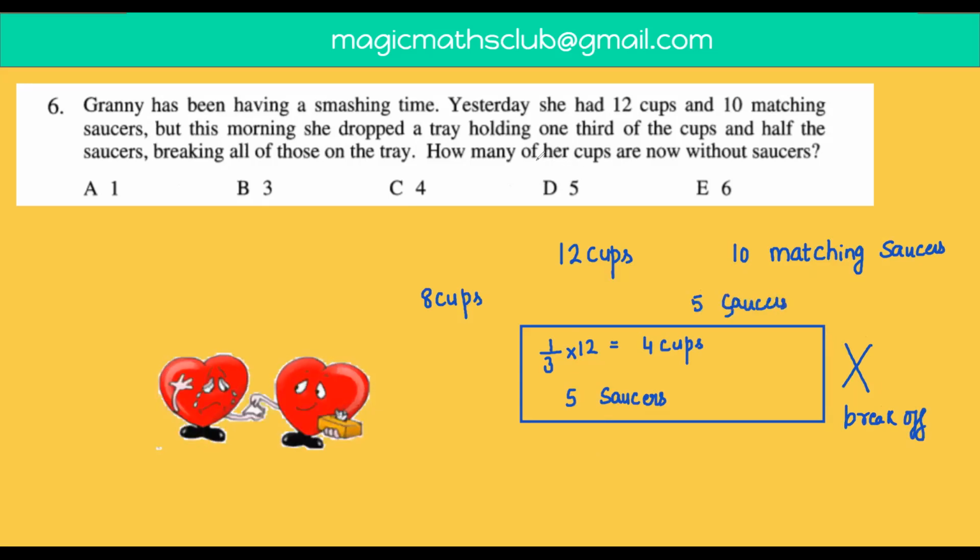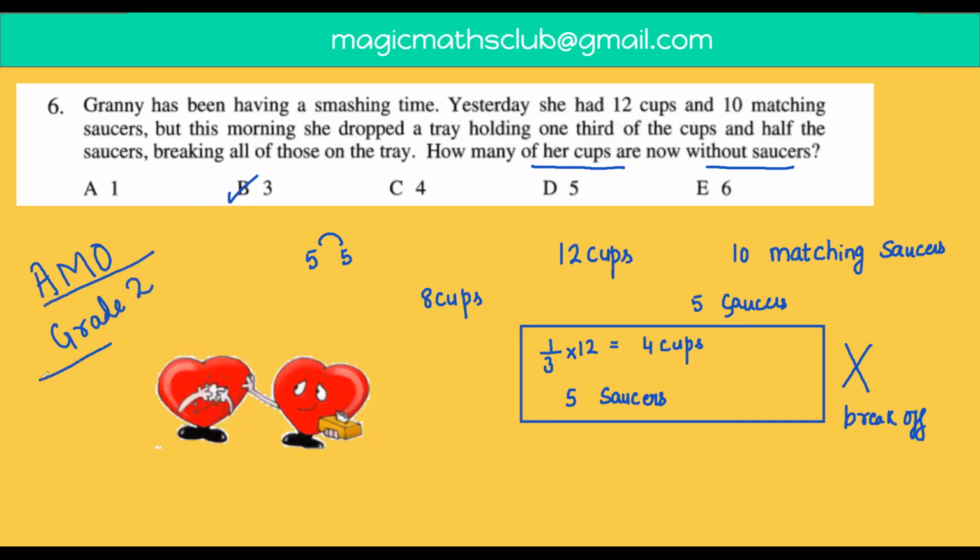Now they are asking how many of our cups are now without saucers. So definitely you can see 5 and 5 will pair up. So 3 cups will not have any saucers. So this was again an American Olympiad grade 2 question. I'm starting with the fully basic, with grade 2. We'll slowly move to a higher level as well.